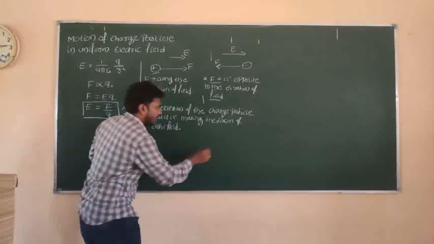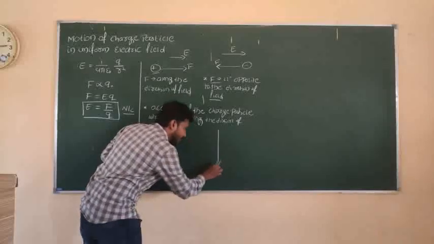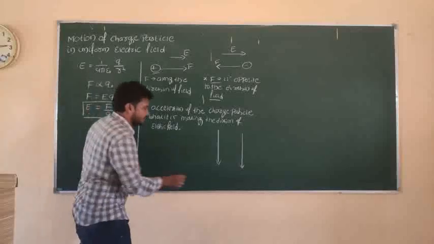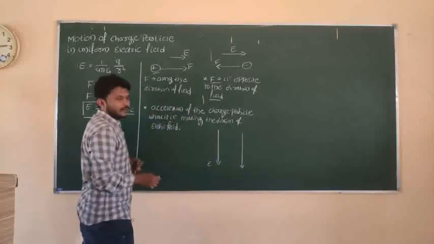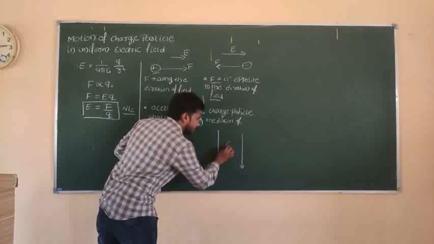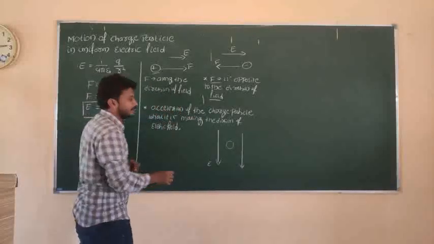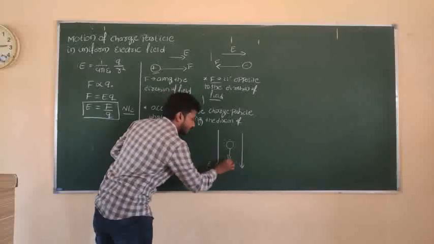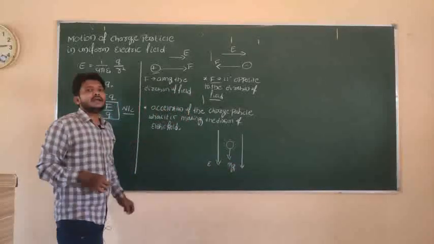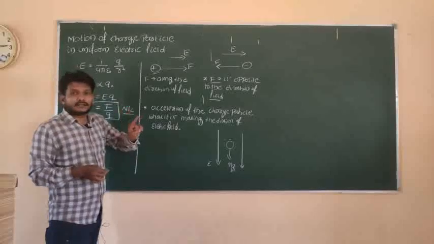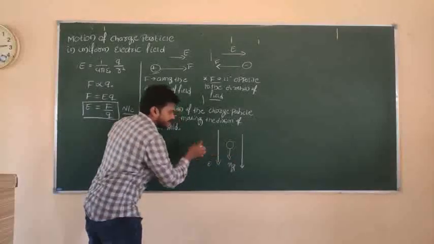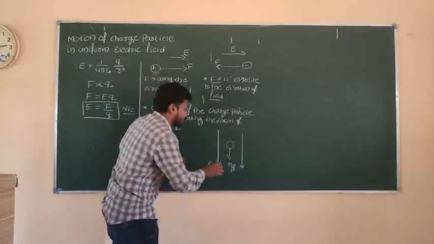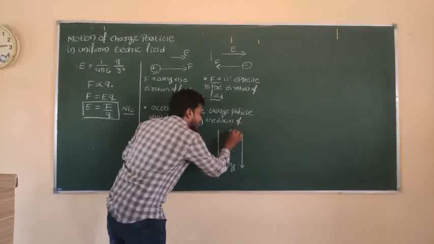For example, I will consider the electric field direction. Say the electric field is in the downward direction, so this is the electric field region. If I place a particle here, and it is a negatively charged body, and the weight of the body acts vertically downward, what is the direction of the force for the negative charge? As I said, for the negative charge the force acts opposite to the direction of the field, so this is the direction of the force.